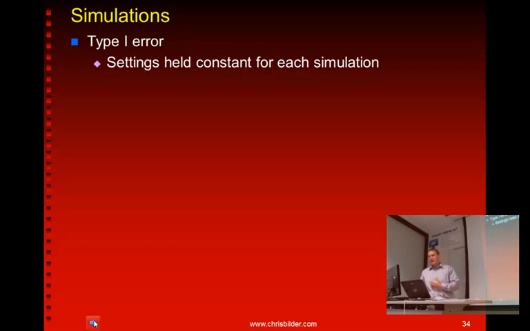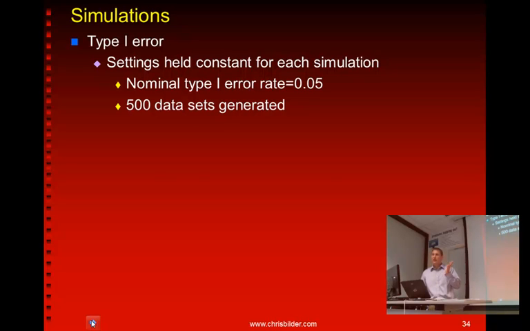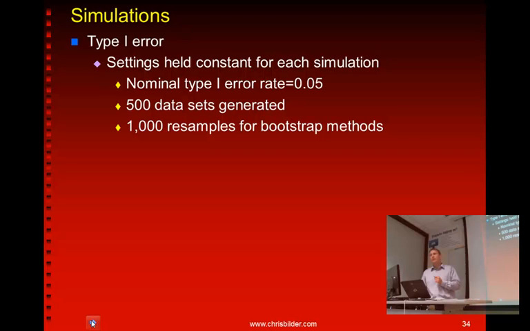So here are the settings that I used for each simulation. Nominal type 1 error rate of 0.05. That's the goal. If my estimated type 1 error rate is close to it, my method works. I'm going to generate 500 data sets here. For each data set, I'm only going to take 1,000 resamples. How many total data sets am I actually simulating? 500 plus 500 times 1,000.